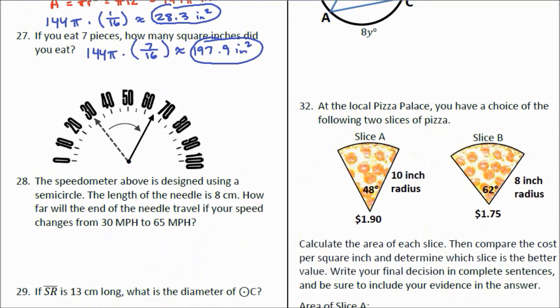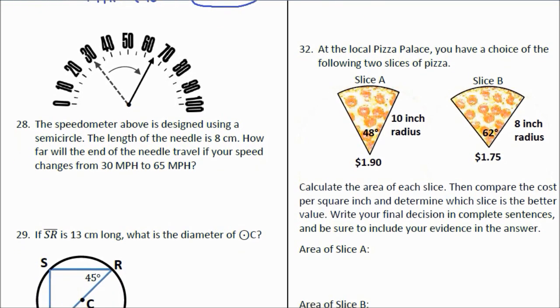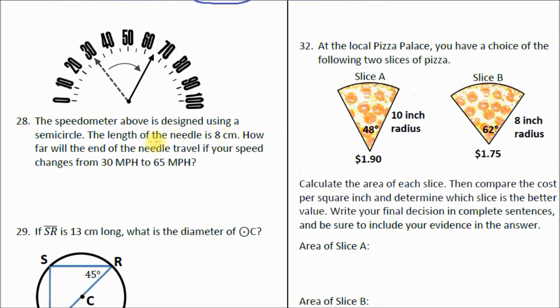All right, question number 28, a speedometer problem. The speedometer above is designed using a semicircle, so we know this is exactly 180 degrees. The length of the needle is 8 centimeters. How far will the end of the needle travel? Now that's telling us, class, if we look at the end of the needle, if we're going right here, that's an arc. That's part of a circumference. There's nothing about the area here. We're talking about an arc length.